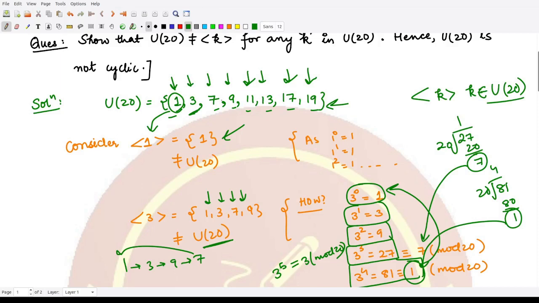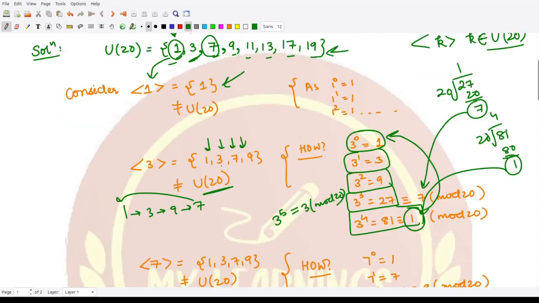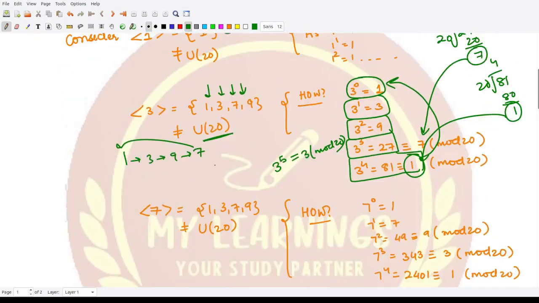Let's see another one, the subgroup which is generated by 7. The subgroup which is generated by 7 also contains 4 elements. You can see here 7 raised to power 0 is 1, 7 raised to power 1 is 7, raised to power 2 is 49, which is 9 mod 20, raised to power 3 is 3, raised to power 4 is again 1. So you see after this the elements repeat, therefore no need to calculate further.